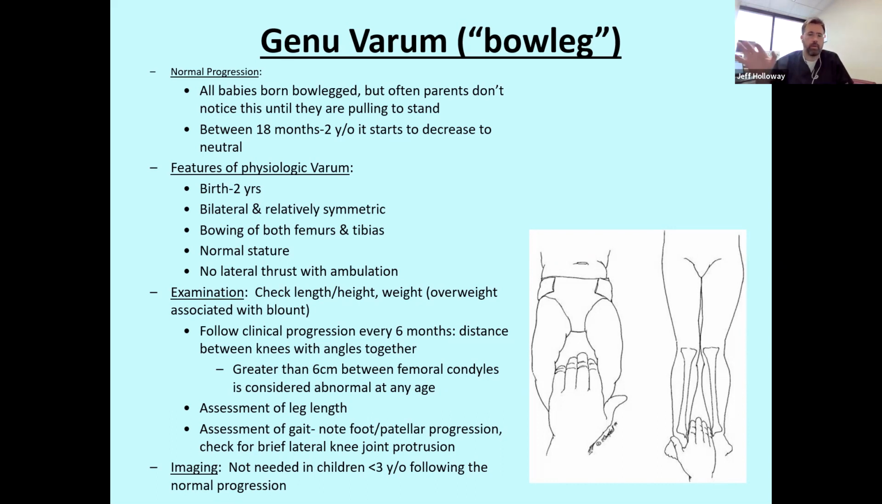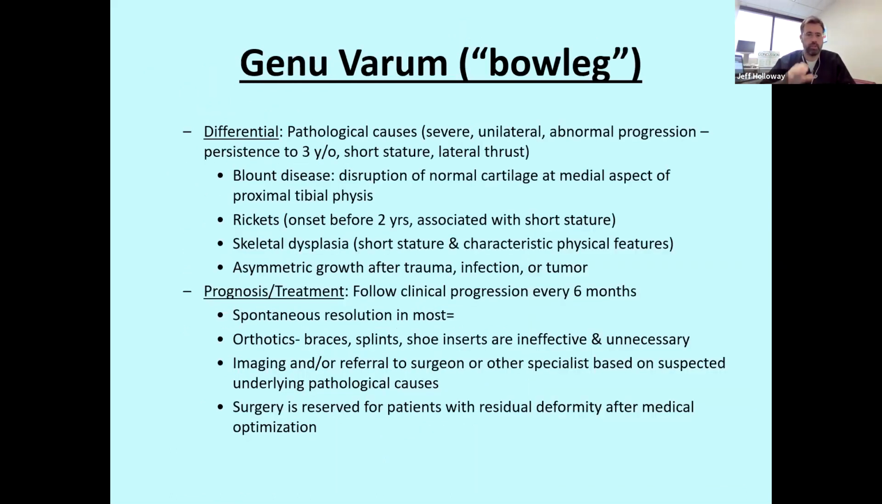If again, it's all that normal pattern, normal stature, they're not super short, they don't have other issues, no lateral thrust, so that's where the knee is shooting out. And that's where Blount's disease comes into play, because you get disruption of the normal cartilage. So things start coming outward, and that's when we start getting worried. So severe unilateral abnormal progression, persistence past 3, short stature, or lateral thrust is when you start thinking, okay, what's going on? And then most of the time it's spontaneous resolution, and then occasionally those referrals.